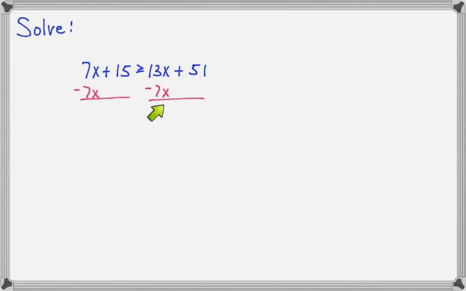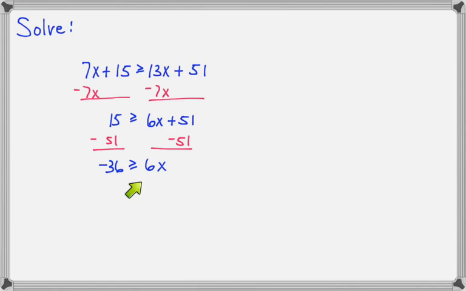Now it will end up on the right side of the inequality, and we'll see later that we will want to reverse it so it's on the left side, but at least it will be positive. And that leaves us with 15 is greater than or equal to 6x plus 51. Now let's eliminate the plus 51 from both sides. And that will leave us with negative 36 is greater than or equal to 6x. Now we're going to divide both sides by 6, and it's a positive 6. So that will leave us with negative 6 is greater than or equal to x.